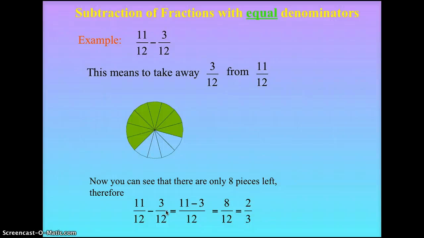Remember, all fractions are always written in simplest form in the answers. Okay, sorry. So what you're going to do, you have 8/12 and then simplest form. So you need to divide them both by 4, which gives you 2/3.